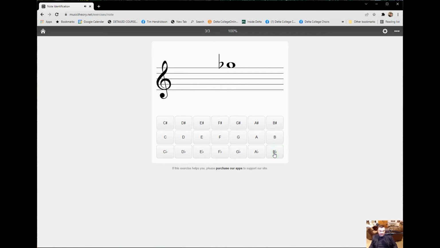Now, let's answer one incorrectly and have it tell us. Nope, it's red. That means it's wrong. So that, of course, is a G flat. And you can do this as often as you want, okay? You can do this again and again and again. So I encourage you, look at these exercises because they can really help you review.